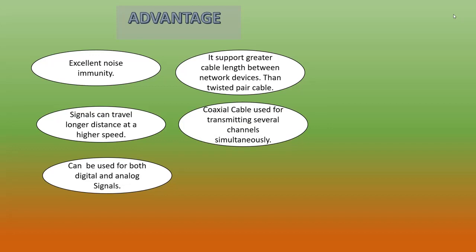Last one, coaxial cable is used for transmitting several channels simultaneously. Several channels can be transmitted simultaneously by using coaxial cable. These are the different advantages of coaxial cable.